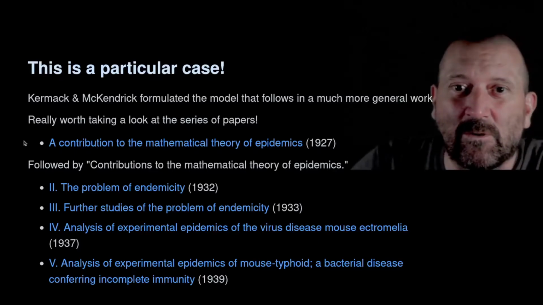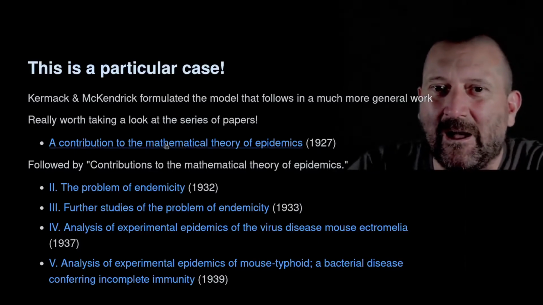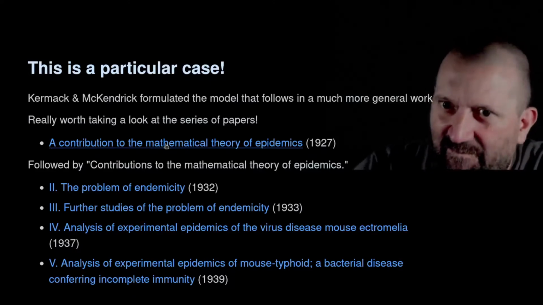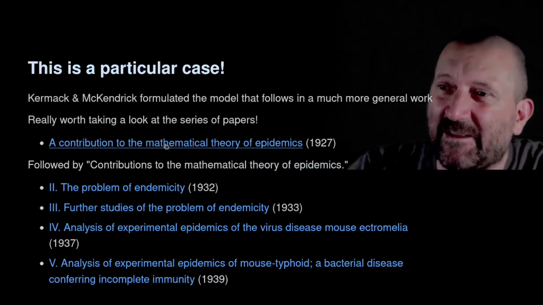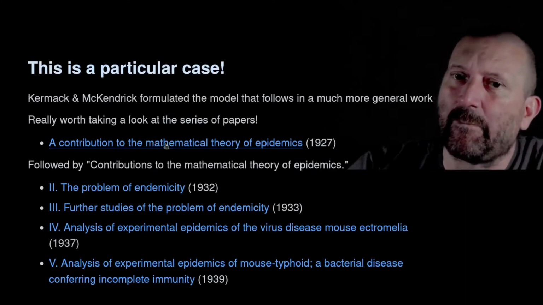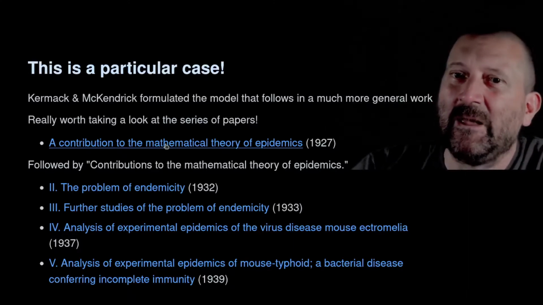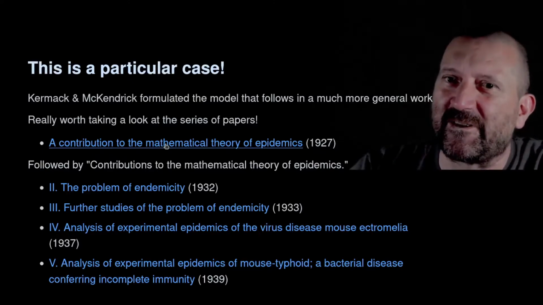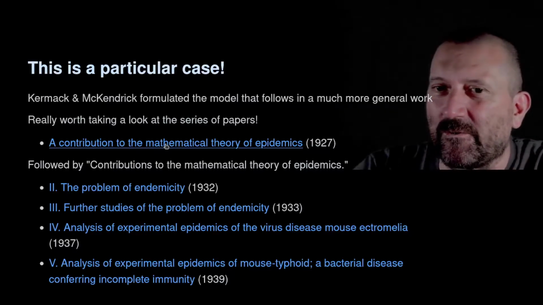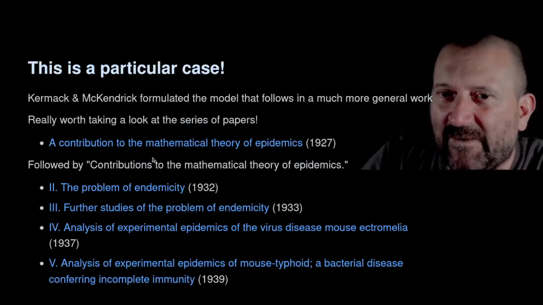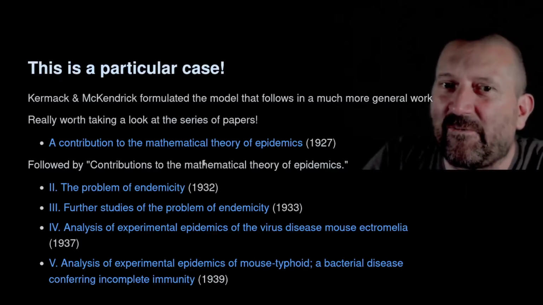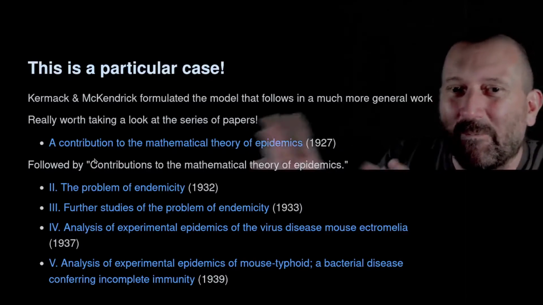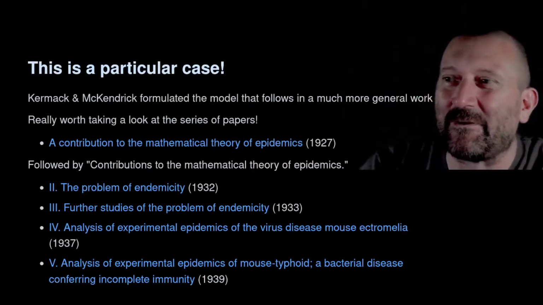So the one we're looking at is the first one here, Contribution to the Mathematical Theory of Epidemics, which is the most well-known of those papers. And as I pointed out, even within that paper, the model that I'm going to detail is just a particular case. They've done a lot of work with much more general models than the one I'm going to show you. That paper from 1927 is followed by 4 other papers, which all have a title of the form Contributions to the Mathematical Theory of Epidemics.